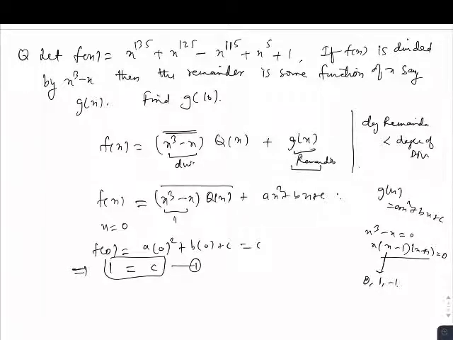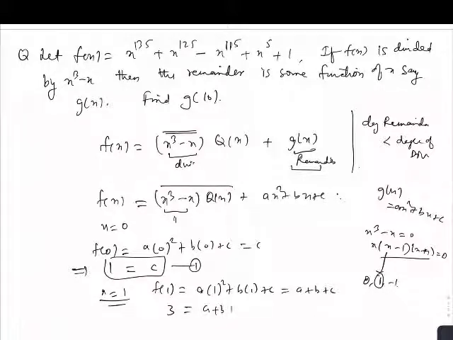Now let us put x is equal to 1, because that's the next root. If I put x equal to 1, I'll get f of 1 is equal to a times 1 square plus b times 1 plus c, which comes out to be a plus b plus c. But what is f of 1? Go back to the polynomial above and substitute 1 there. So f of 1 will be 1 plus 1 minus 1 plus 1 plus 1, which comes out to be 3, because there is only one subtraction. So 3 is equal to a plus b plus c, which is a plus b plus 1. So I get the condition a plus b is equal to 2.